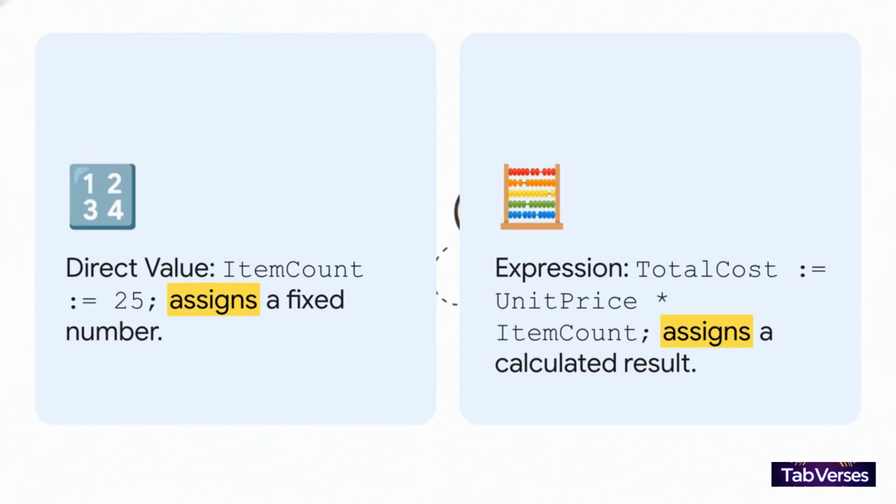And here's a perfect example of that. On the left, it's simple. ItemCount becomes 25. Easy enough. But look at the right. TotalCost becomes the result of UnitPrice times ItemCount. So AL does that multiplication first, gets a number, and then that final number gets assigned to TotalCost.